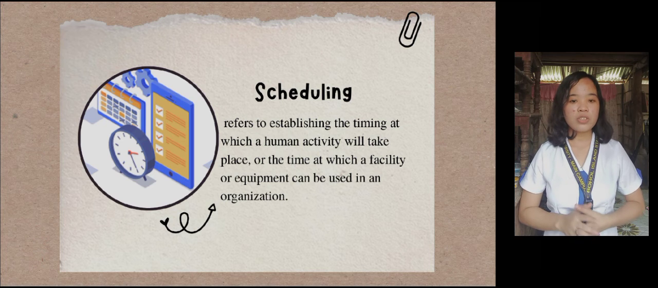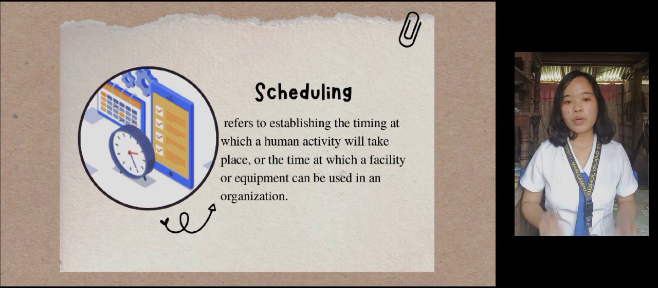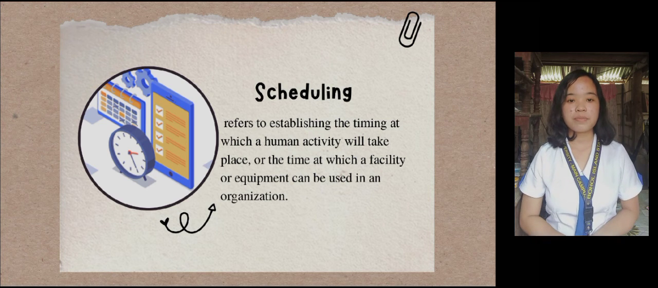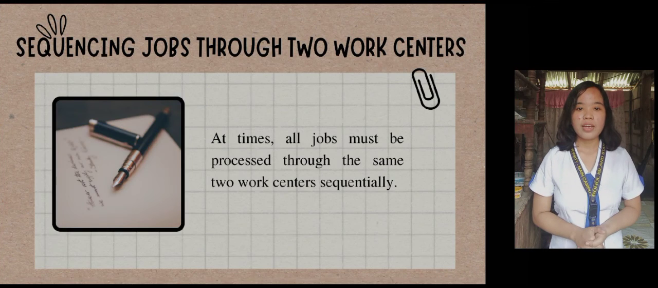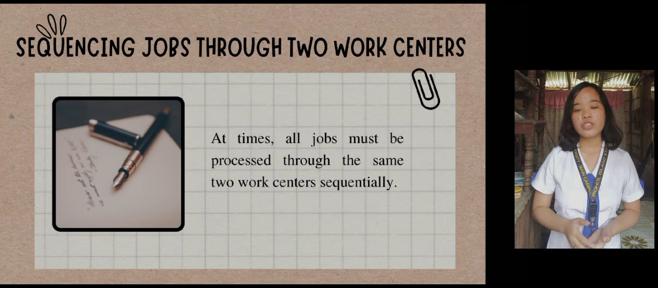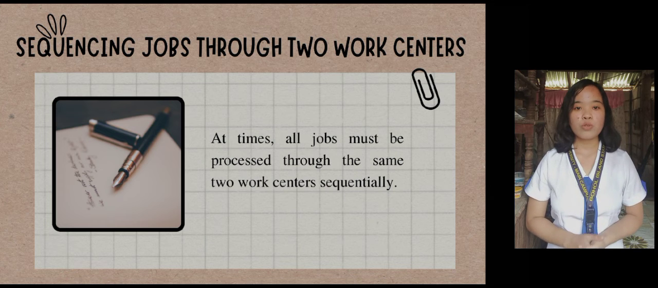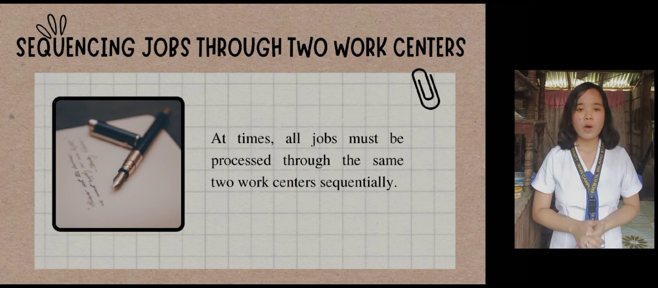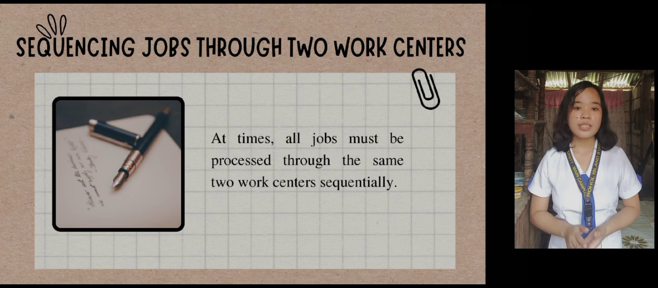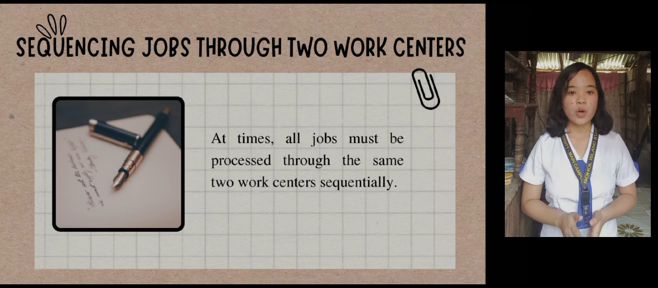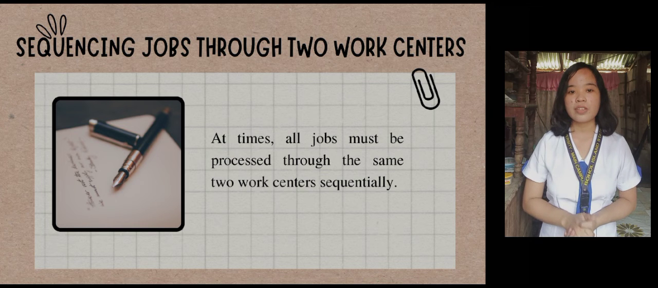So, an example of scheduling is when you make a doctor's appointment. It is a plan for when things will occur or events will take place. By the way, it is a continuation of April Paikan's report about scheduling. So, sequencing jobs through two work centers. At times, all jobs must be processed through the same two work centers sequentially. In operations research, Johnson's rule is a method of scheduling jobs in two work centers.